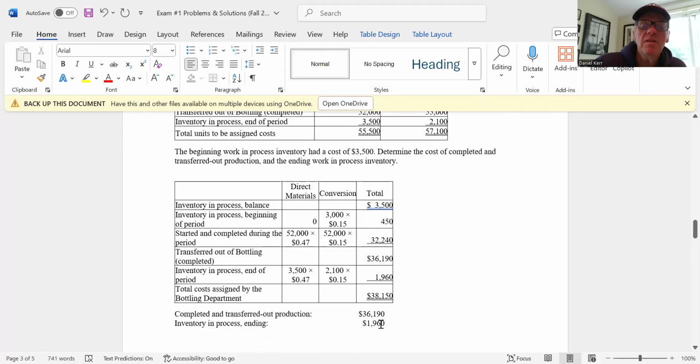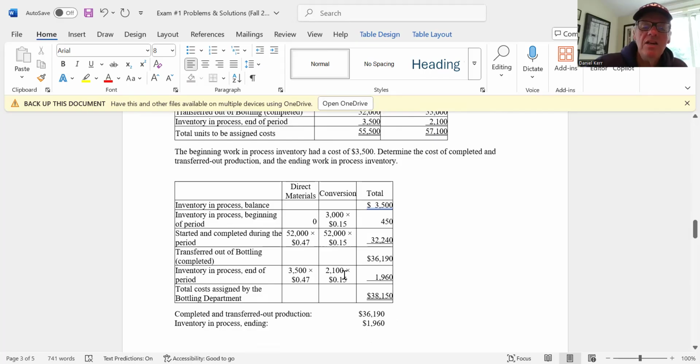But remember that for the ending inventory, you had to consider the equivalent units and the per unit cost of materials and the per unit cost of conversion. And you had to remember that materials were added at the beginning of the process. That's why you have no additional materials costs to complete the beginning inventory, and the materials are fully complete at the end of the period because they're added at the beginning of the process.